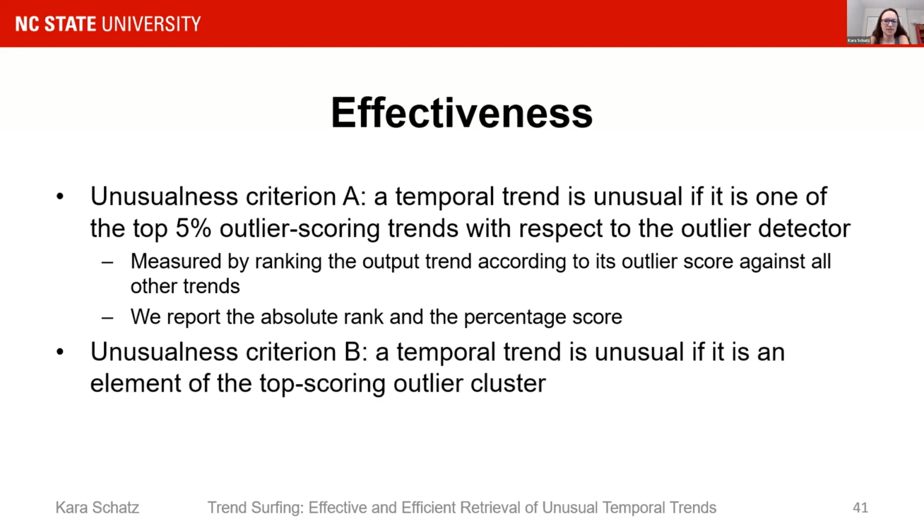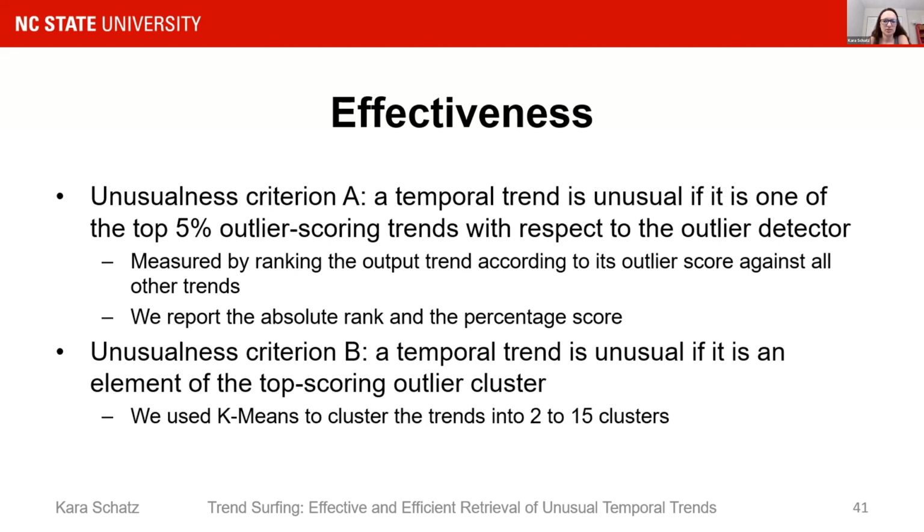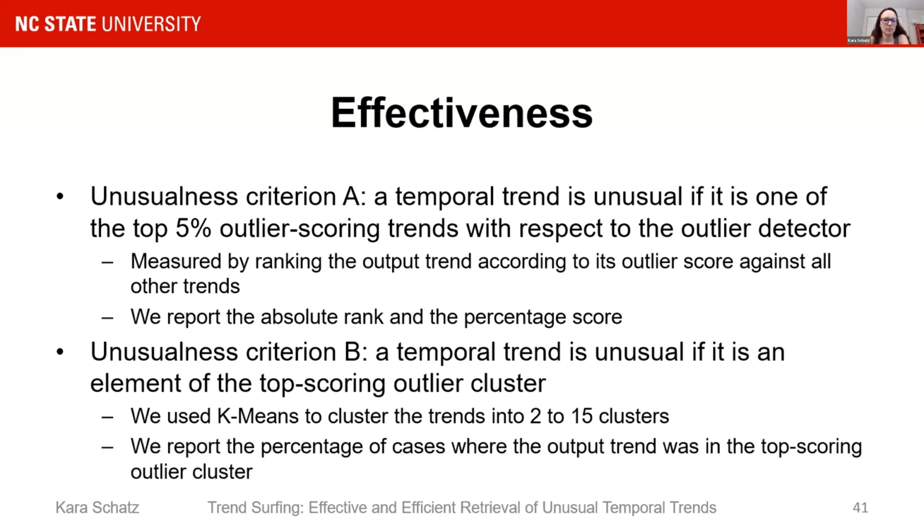According to unusualness criterion B, which states that a temporal trend is unusual if it's an element of the top scoring outlier cluster, we used k-means to cluster the trends 14 times, using 2 through 15 as the number of clusters. And we report the percentage of these 14 cases where the output trend was placed in the top scoring outlier cluster.